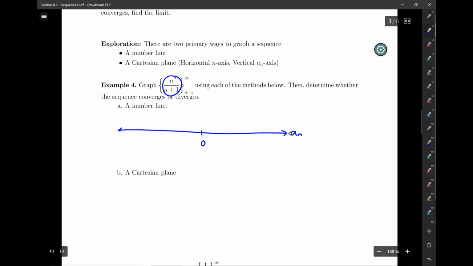But another thing you can do is look at the rule or expression of the actual sequence. I can see that this is never going to be negative. It's not alternating, so I don't really need 0 to be my center. I can shift 0 over here because I don't really need to put anything on this side. Okay, and then let's just start plotting, and then we'll decide where we want to put more of our number line.